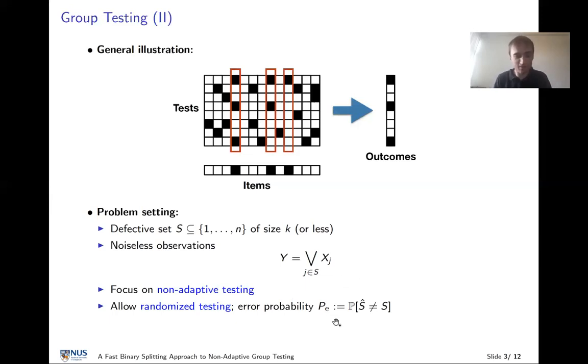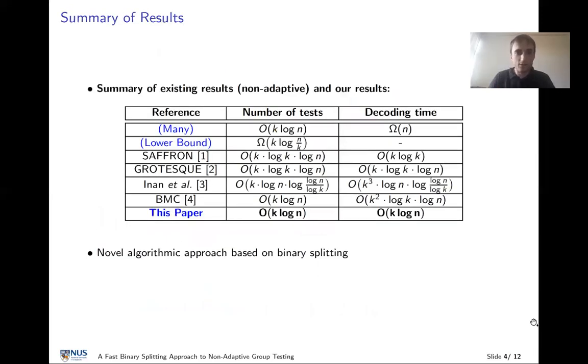So the for all versus for each sort of recovery guarantee is very important in group testing. The distinction between the two is very important. And we are focusing on the for each style guarantee where we allow a small error probability. So there's been a fair bit of work on this topic, of course.